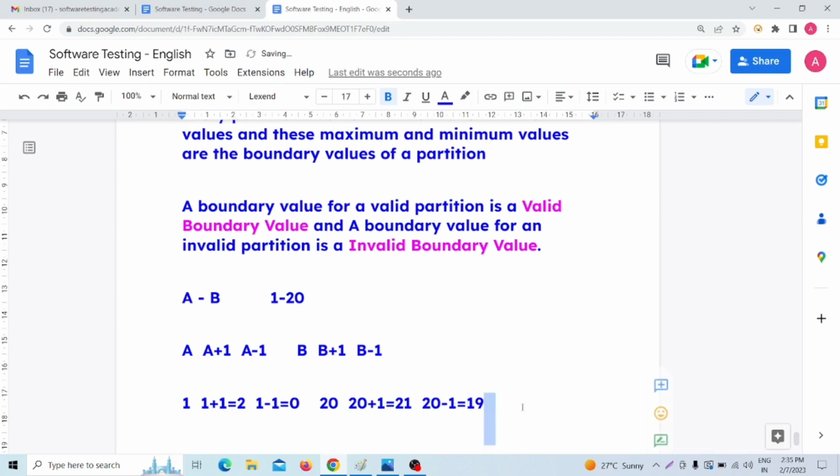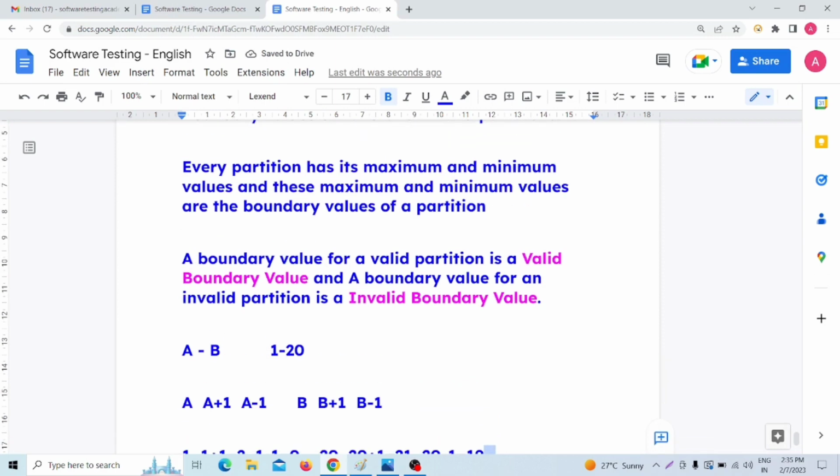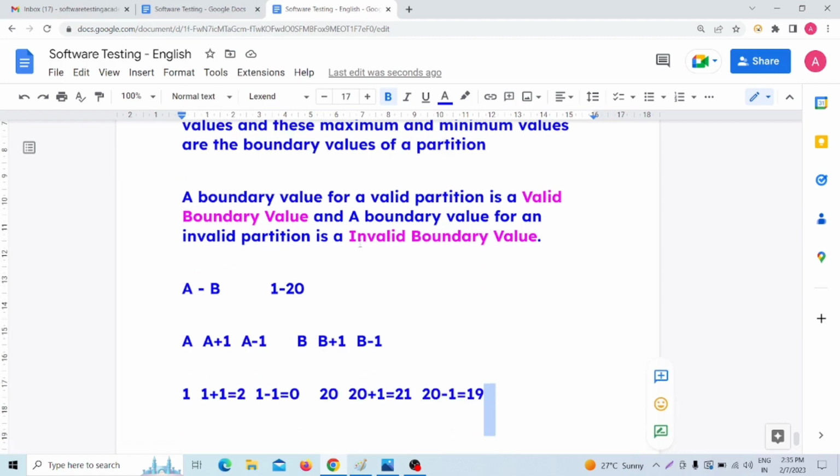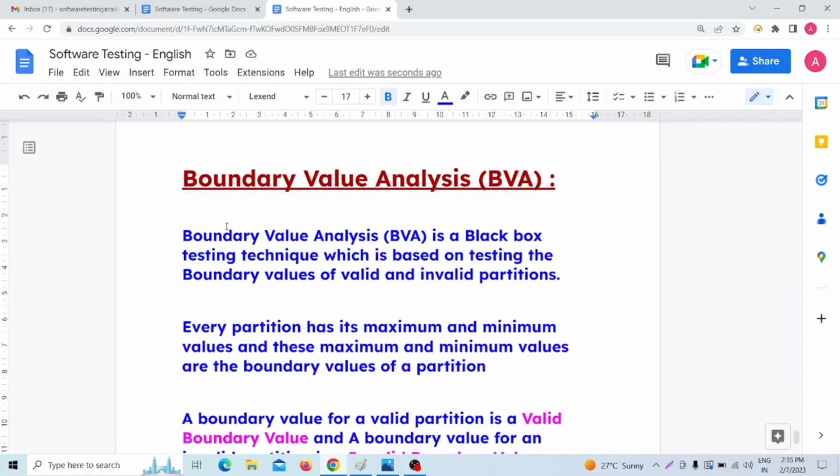So every partition has its maximum and minimum values, and these maximum and minimum values are the boundary values of a partition. A boundary value for a valid partition is a valid boundary value. So whenever there is a value for a valid partition, we can say it's a valid boundary value. And a boundary value for an invalid partition is an invalid boundary value. So these are the definitions of boundary value analysis.